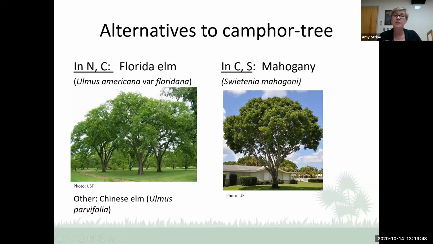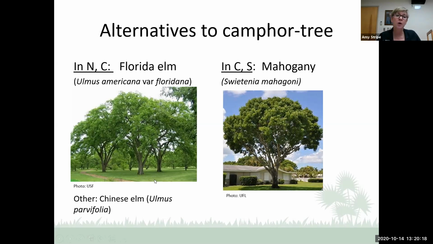Another alternative for Central and South Florida, I should say, is the native mahogany, Swietenia mahagoni. This is where the mahogany wood comes from, and this particular tree has been poached in the wild here in Florida. So I encourage, whenever you have the room and if you're in the right USDA zone, to plant a mahogany tree, because they are absolutely spectacular trees, and they do survive a number of different growing conditions.